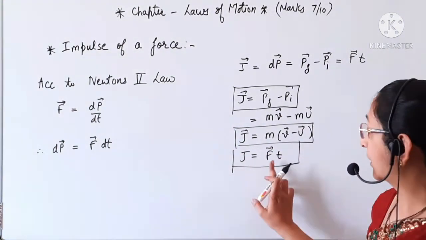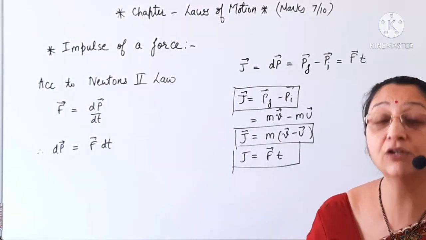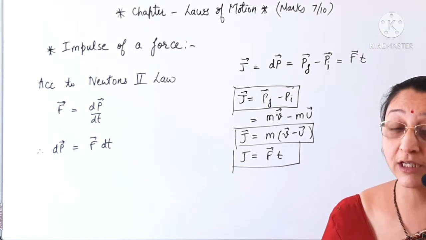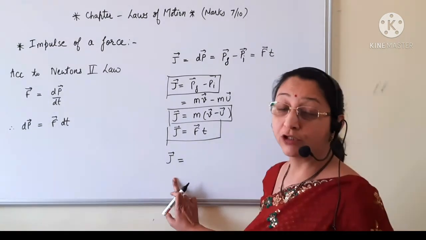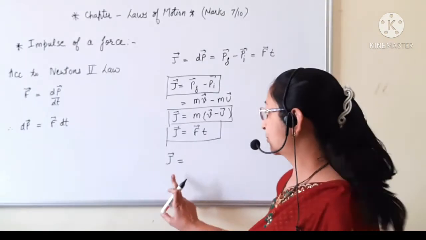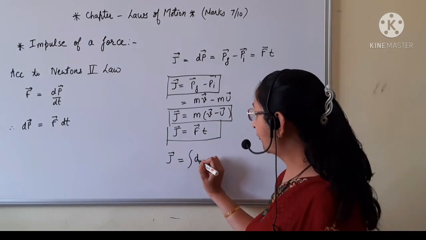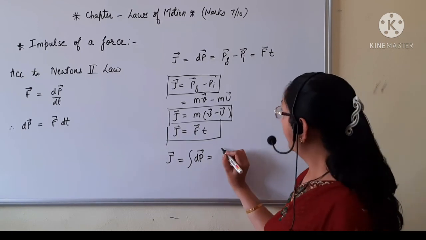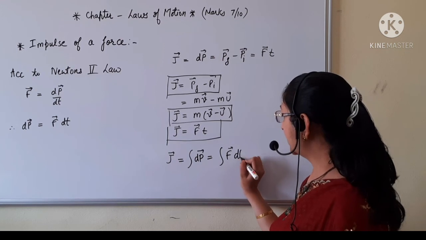Now, here it is considered that the force is a constant quantity. Constant force is applied. But if the force is not constant, then what is to be done? When the force is not a constant quantity, it is a changing force. At that time, J will be equal to the integral of dP, that is equal to the integral of F into dt.